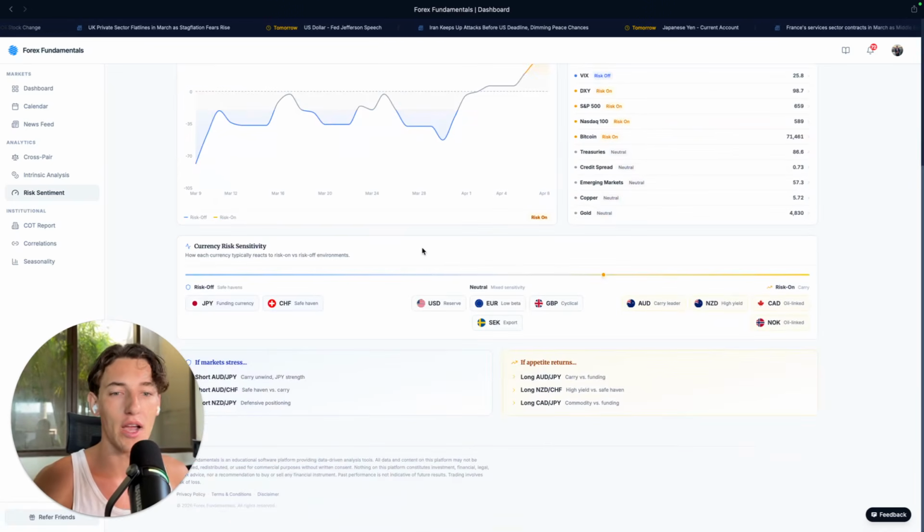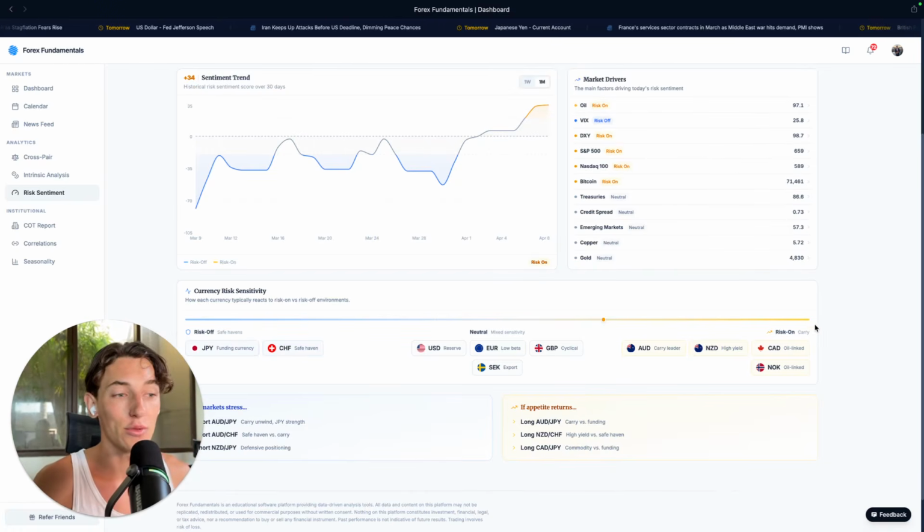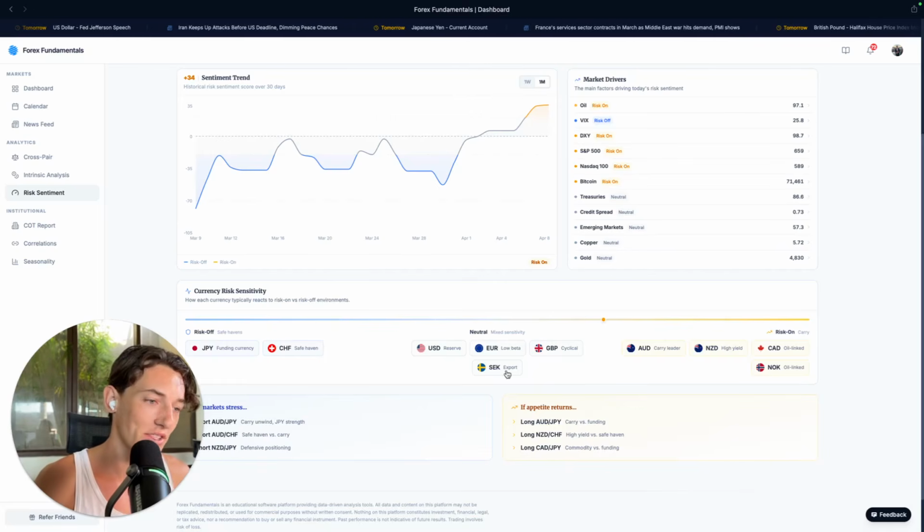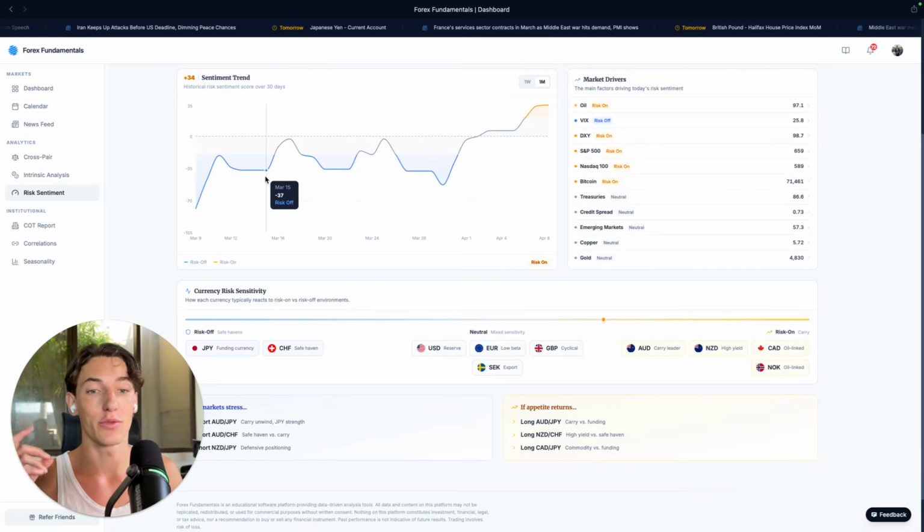You can also see we improved the dashboard, so you can see the currency risk sensitivity from risk off to neutral to overall risk on. And like the article is saying, if risk on returns, pairs like AUD JPY, NZD Swiss, and CAD JPY are getting more interesting. Of course, there's still a difference between AUD and NZD.